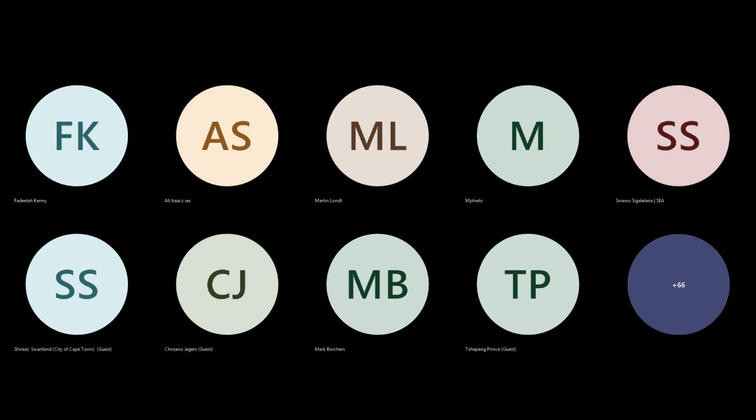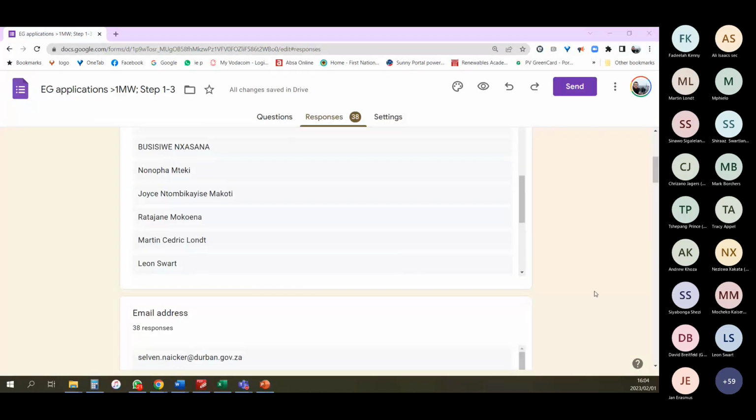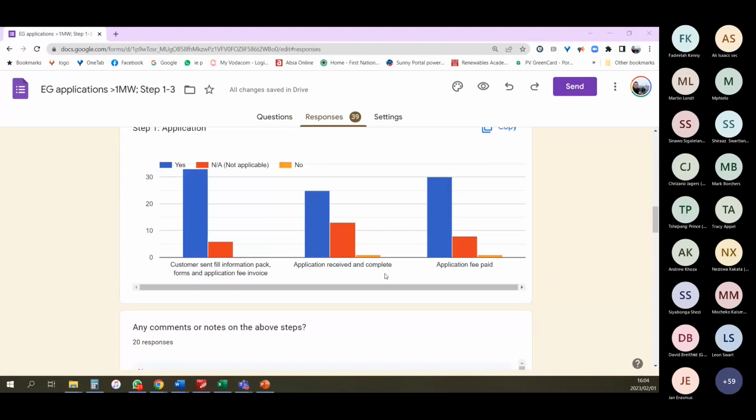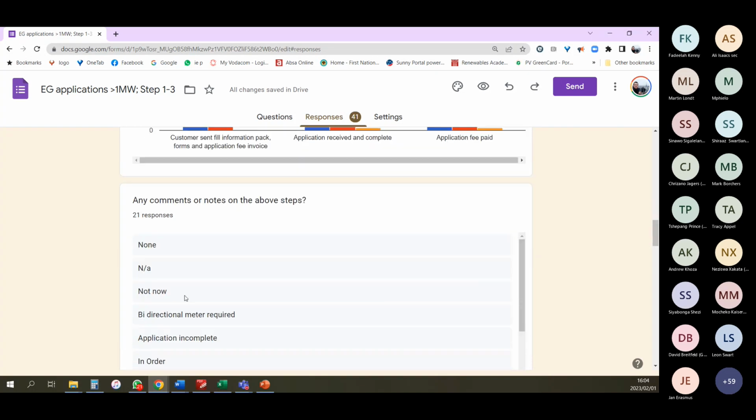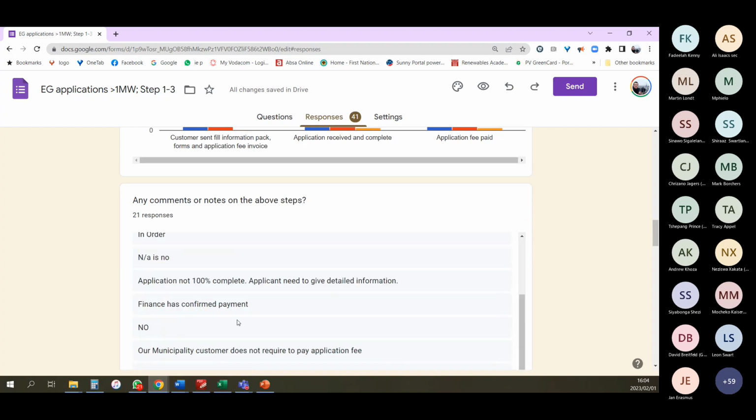So let's work with what we've got purely because of time. Everybody can still finalize when they've got time. So in terms of the application, I think most people said the info pack has been sent, so that's why they've completed the form. But you can see there's a lot that's saying it's not complete. They've received it, but it's not complete. And I think that was also the comments, application incomplete.